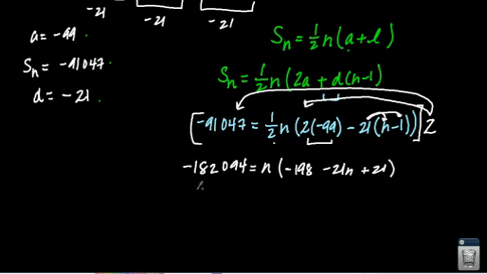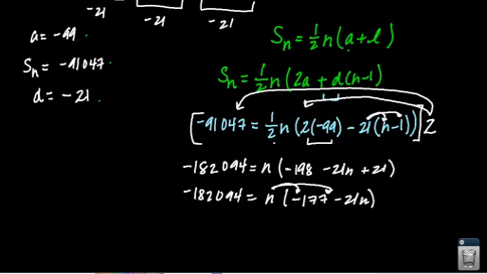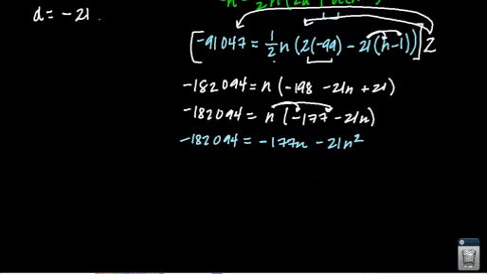Okay, I'm going to simplify even further. I'm going to combine like terms within the parentheses to get negative 177 minus 21n. Yes, that's correct. Alright, and now I'm going to distribute my n to both of these terms. Okay, so I end up with negative 182,094 equals negative 177n minus 21n squared. You might be thinking, well, I now have a quadratic, and that is true.